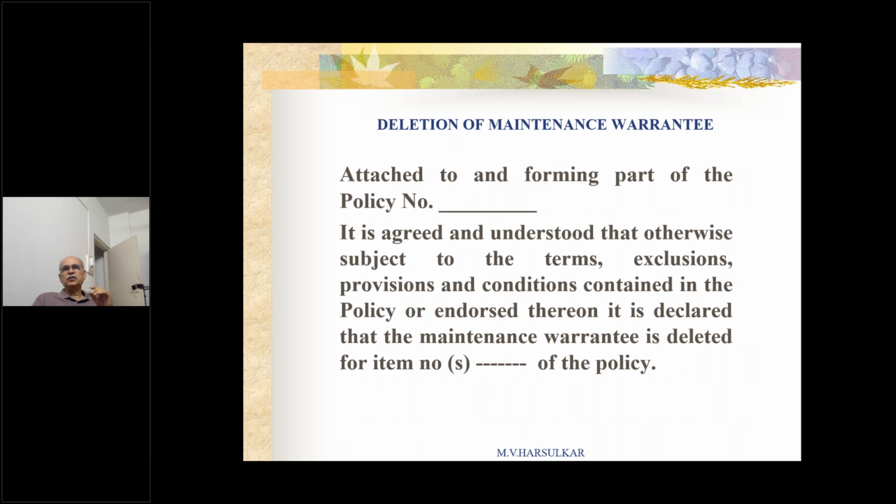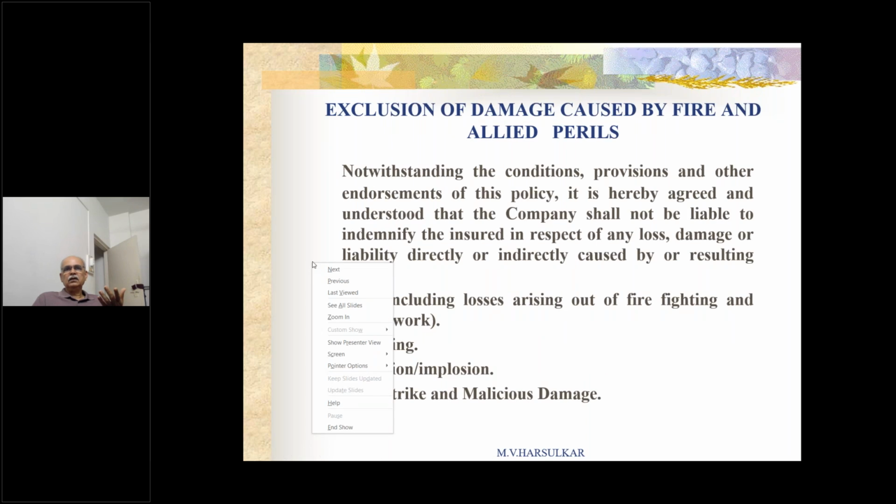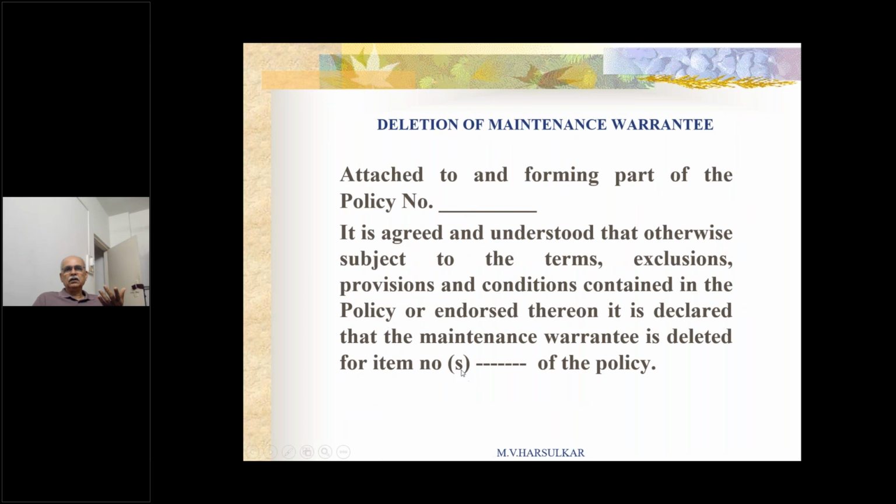Then deletion of maintenance warranty. As I told you, deletion is possible. So then this endorsement should be saying that for item number so and so of the policy, the maintenance warranty is deleted.